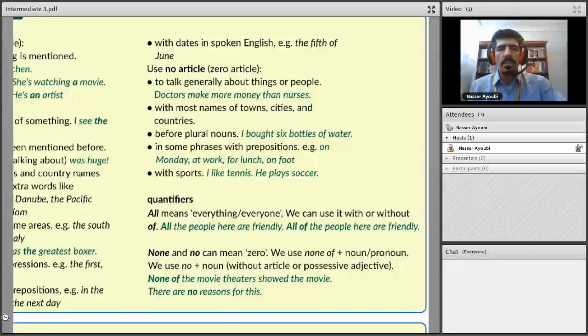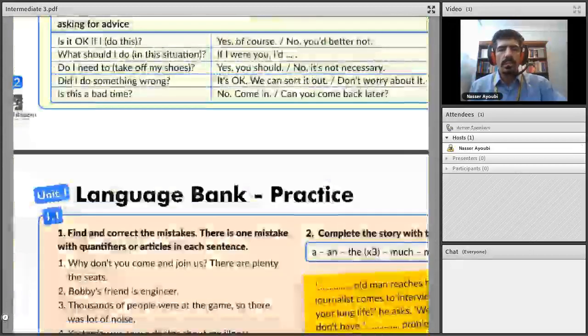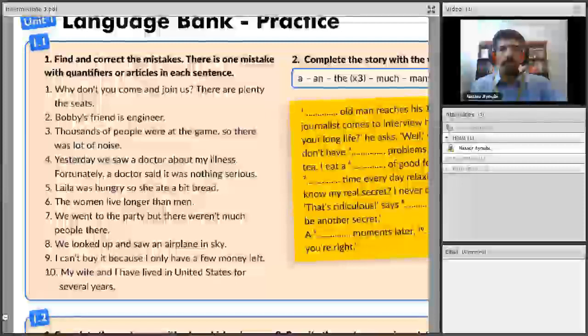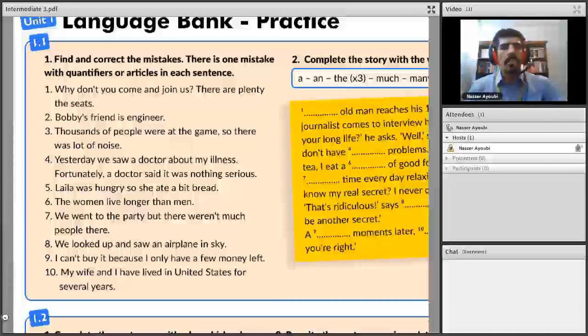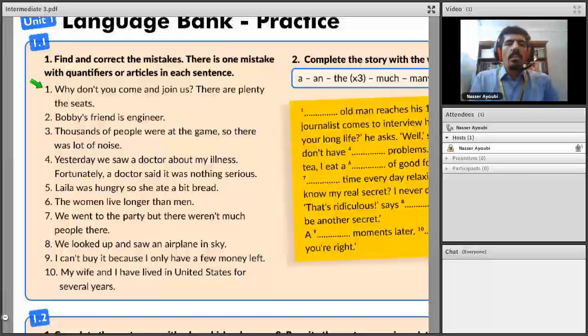Okay, let's go to exercises. Number 1, find and correct the mistakes. There is one mistake with quantifiers or articles in each sentence. Number 1: Why don't you come and join us? There are plenty the seats. There are plenty of the seats. We need of after plenty.